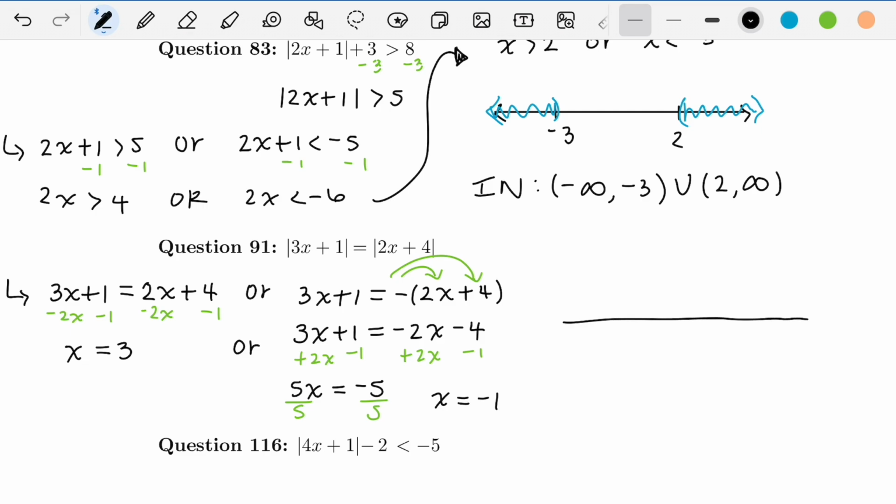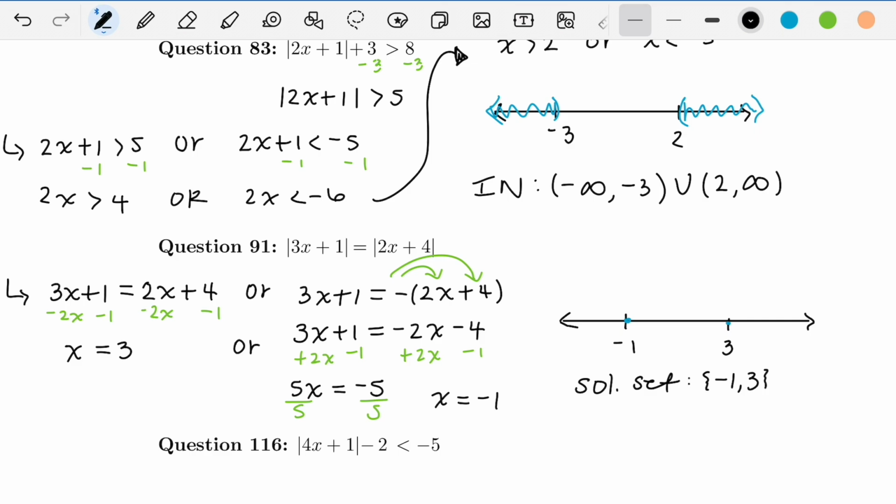So our solution then, plotting it on our number line here, is going to be minus 1 and 3. So these points here. And then our solution set is going to be minus 1 and 3 written this way.